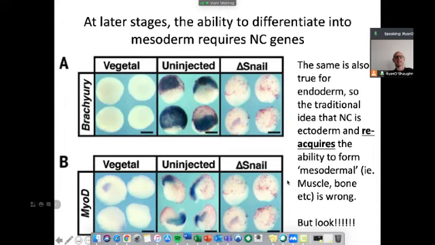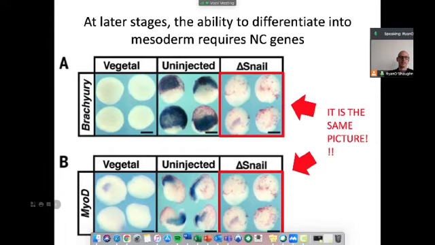But it seems very important to point out that these two figures are duplicated. I think this was just an oversight, and not deliberate, but this is the same picture. So just be aware when you're reading papers to see whether there are any weird inaccuracies like this. I'm sure they weren't trying to obfuscate things, and I'm sure that if you have no Brachyury, you're not going to have any MyoD. But to recap, at later stages, the ability to differentiate into mesoderm requires these neural crest genes.